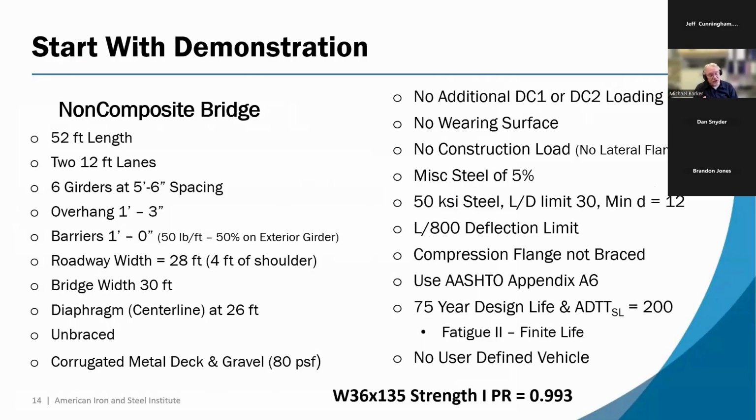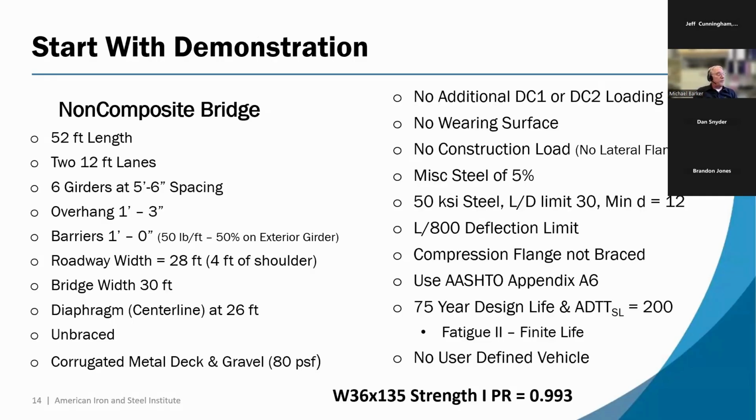So I'm going to start by doing a little demonstration here. Let's say we have a 52-foot span. We need that simple span. We need 2 lanes, and we like 6 girders at about 5.5 because we're a county maybe, and an overhang of 15 inches with a little bit of barrier and a roadway width, a bridge width total of 30.